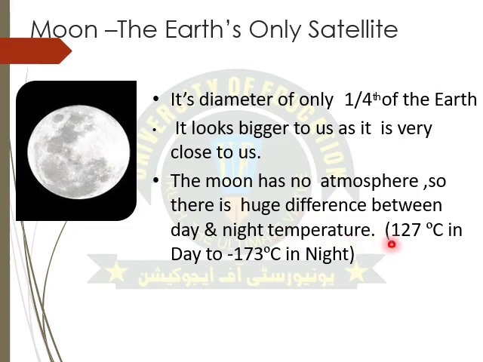It is estimated that about 127 degrees centigrade was recorded in the daytime and about minus 173 degrees centigrade was recorded at night. Here you can see a big difference between the temperature of day and night. This is because the moon has no atmosphere.